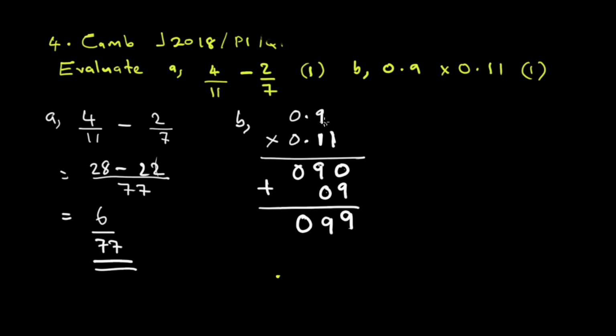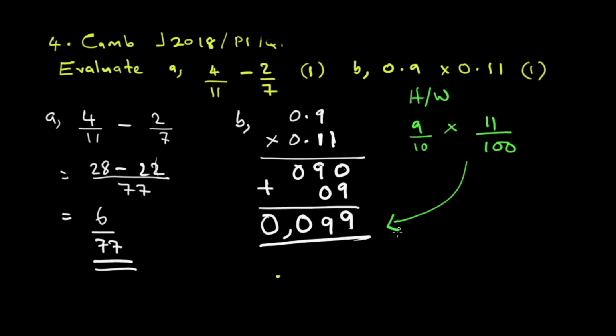How many decimal places? 1, 2, 3. So 1, 2, 3. But here we add another placeholder. This is our final answer, 0,099. You can also do it as your homework. Just practice multiplying 9 over 10 by 11 over 100. See whether you get this answer. You can do it as your private practice.